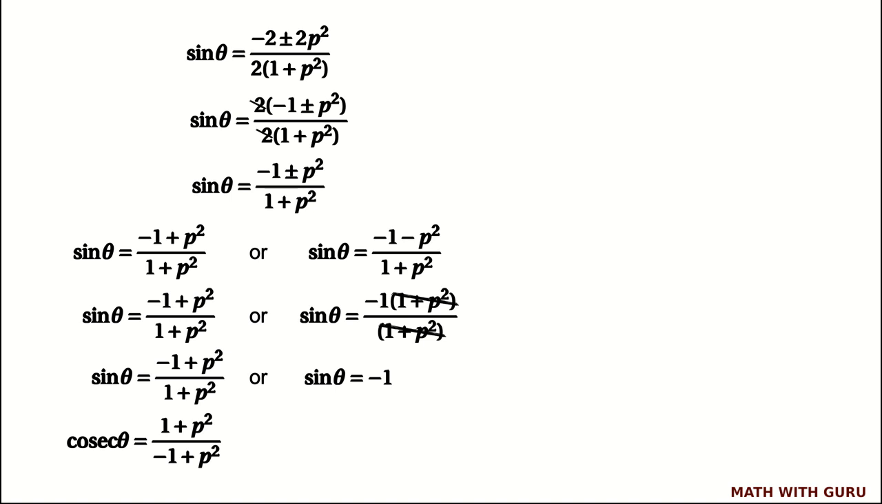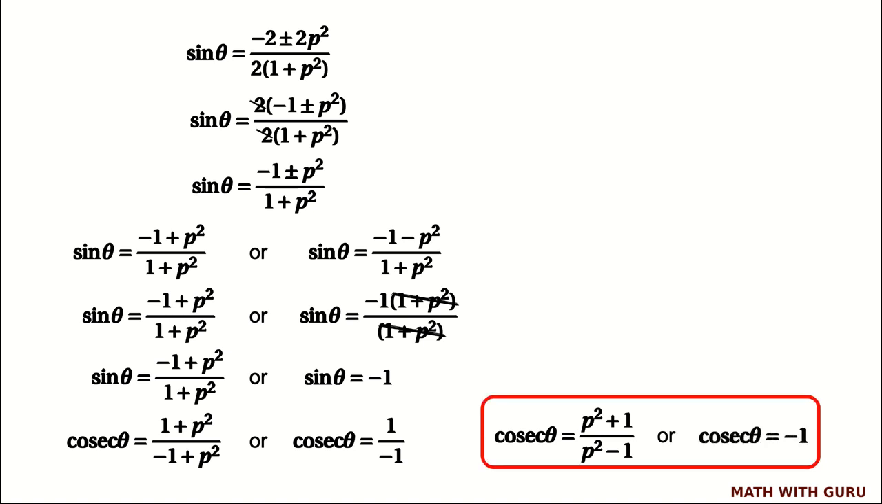Now, cosec theta is the reciprocal of sin theta. Therefore, cosec theta equals (1 plus p squared) divided by (minus 1 plus p squared). I will write 1 plus p squared as p squared plus 1, and minus 1 plus p squared as p squared minus 1, so cosec theta equals minus 1.